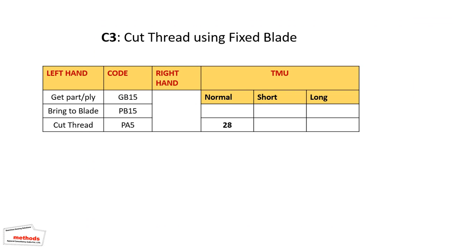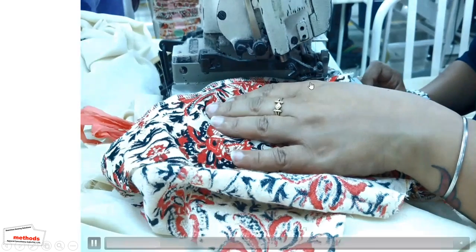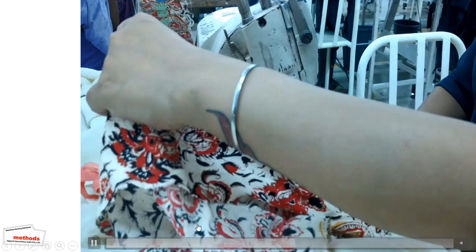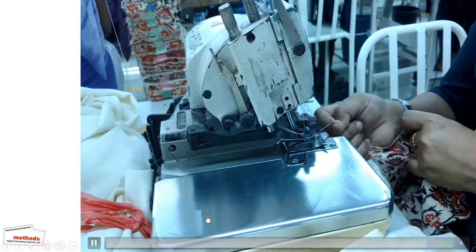In code C3, thread is cut using a fixed blade, which is commonly seen in overlock machines or in feed of arm. So if you see here in the video, this is a fixed blade over here. So the operator takes it to the blade, positioning it to the blade and making a cut.